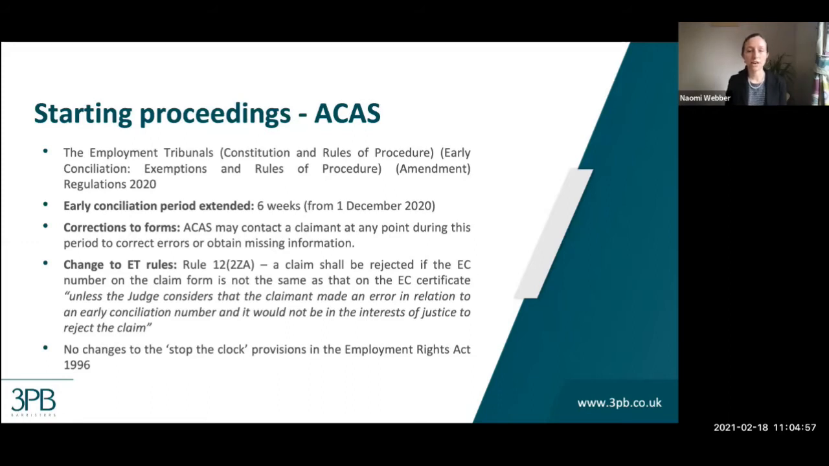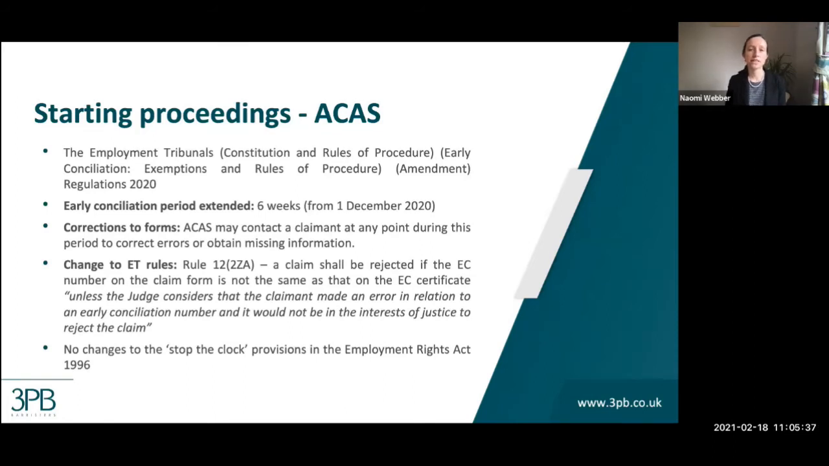Now, as I said, there have been some recent changes to the Employment Tribunal Rules in the catchily titled Employment Tribunal's Constitution and Rules of Procedure, Early Conciliation, Exemptions and Rules of Procedure, Amendment Regulations 2020. Now, the first of these changes I want to highlight is Regulation 20, that the early conciliation period for employment cases is now 6 weeks. Of course, it was previously 1 month that could be extended by 2 weeks. It's now 6 weeks for all cases where ACAS forms have been completed or ACAS has been notified on or after the 1st of December 2020.